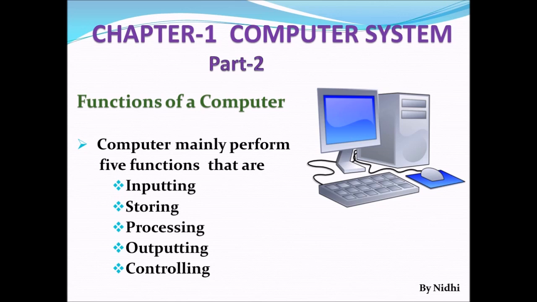So computer mainly performs 5 functions: inputting, taking input; storing that particular input; processing, performing arithmetic or logical operations, or controlling that; and outputting, which means showing the result. Controlling comes under the process of processing. Okay, so one by one we will go through these 5 operations.